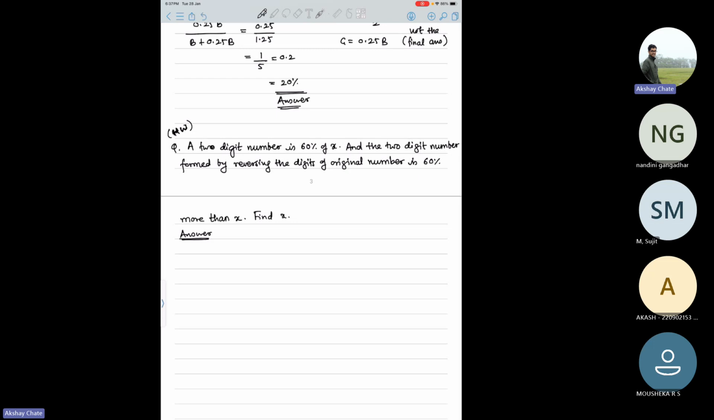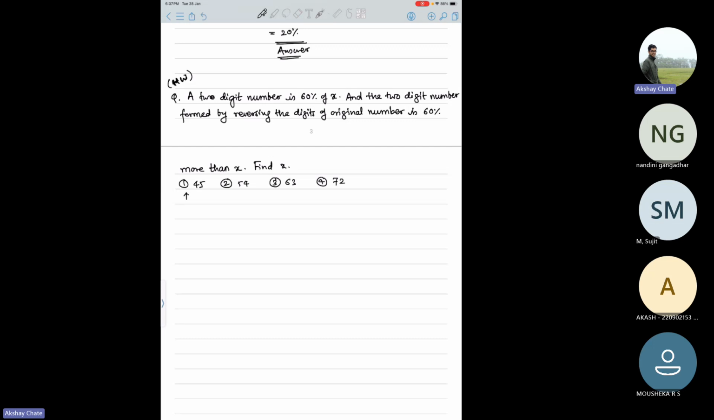I'll give you options also, because without options you may have more than one x value. The options are 45, 54, 63, 72. Now the correct answer is 45. So this is your answer. Try to figure it out. So let's go to the next one. These are percentage kind of problems.